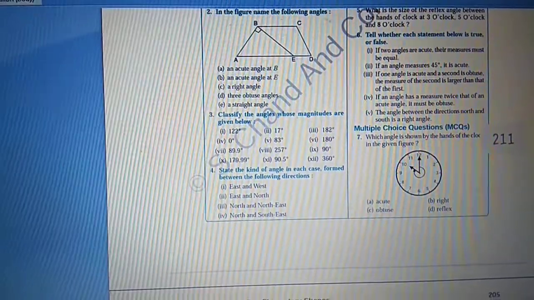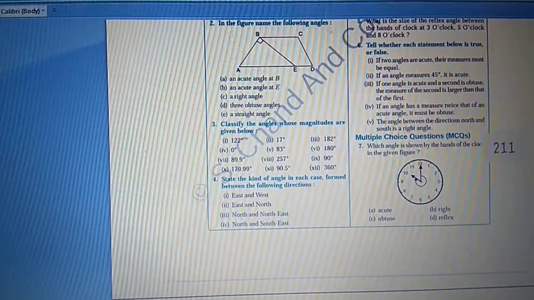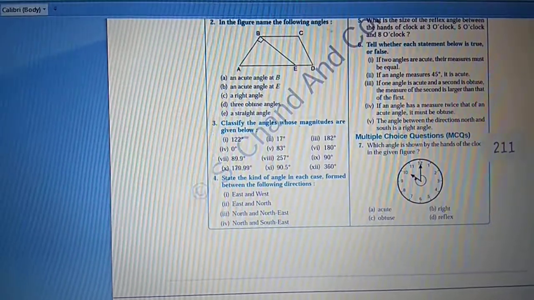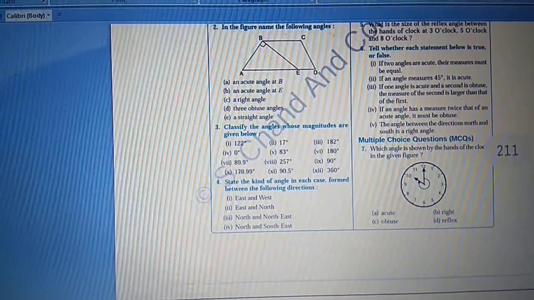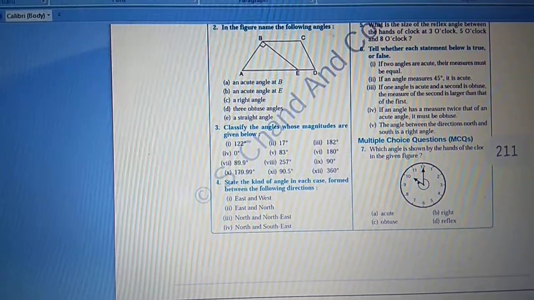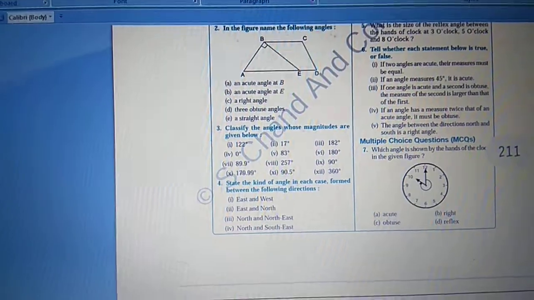The second one: if an angle measures 45 degrees, it is acute. So test your intelligence and find the answer of this. If one angle is acute and the second is obtuse, the measure of the second is larger than the first. So obviously obtuse angles are always greater than acute angles. So here the statement is true. For number 3, the answer is true.